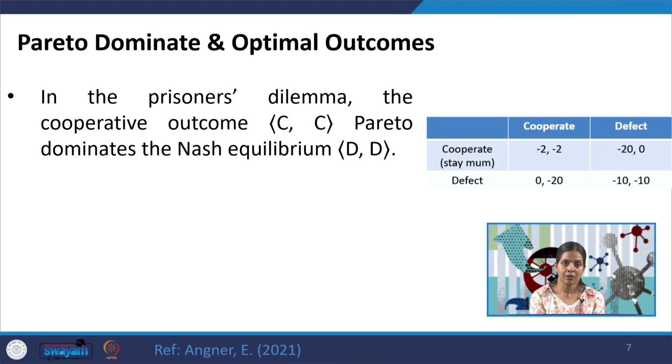In the prisoner's dilemma, the cooperative outcome CC Pareto dominates the Nash equilibrium DD, because you can see that the Nash equilibrium is minus 10, minus 10. Defect is definitely the dominant strategy, but it is not a Pareto optimal outcome, because a Pareto optimal outcome is one where both of them would be better off. So, the cooperative outcome Pareto dominates the Nash equilibrium DD.